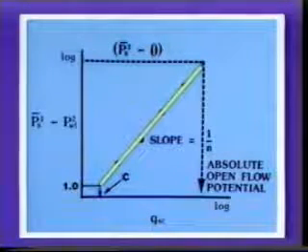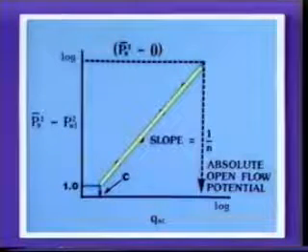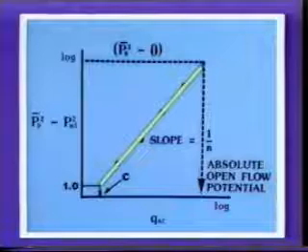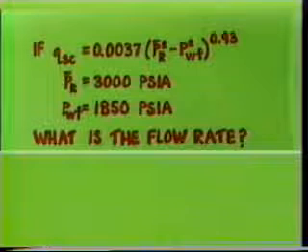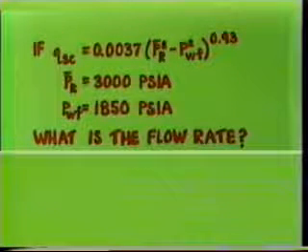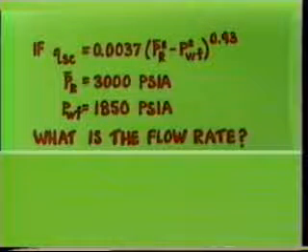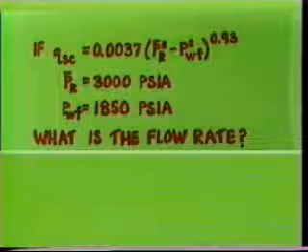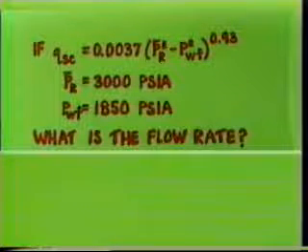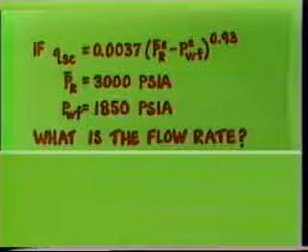Having obtained values of N and C, the basic equation may then be used to calculate the deliverability of a well for any given set of sand face and reservoir pressures. The following example illustrates the procedure. If we know that C equals 0.0037 and N equals 0.93, what is the flow rate when P_R equals 3000 psia and P_WF equals 1850 psia?